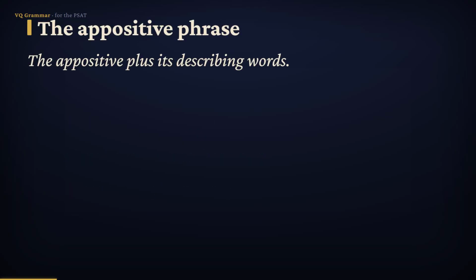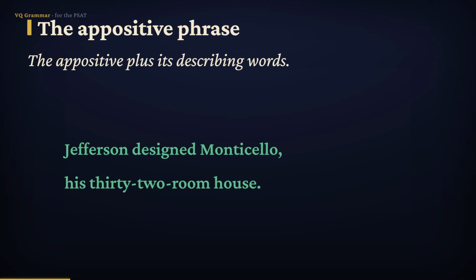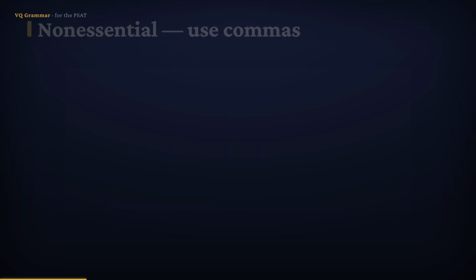Now, an appositive often brings a few describing words along with it. When it does, we call the whole group an appositive phrase. Look here. Jefferson designed Monticello, his 32-room house. The phrase, his 32-room house, renames Monticello and tells us more about it. The bracket marks the whole appositive phrase.